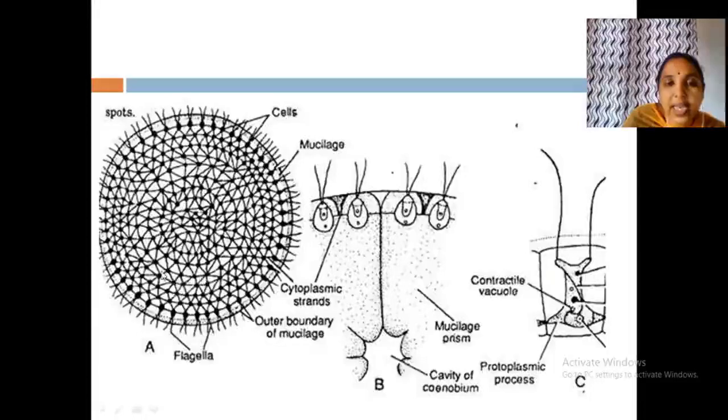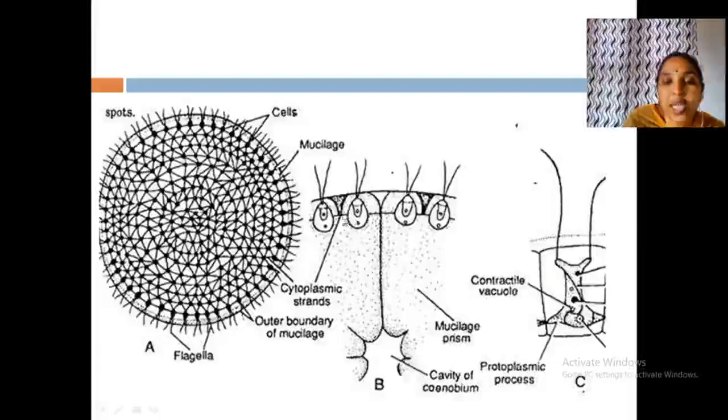So this entire structure is known as what? Volvox. See, each black dot here represents an individual cell. They are typically, see here, it is a separated diagram. So this is the mucilage sheath. Then this is the individual cell, Chlamydomonas type. The flagella are moving out at the periphery. This is the anterior side, this is the posterior side.